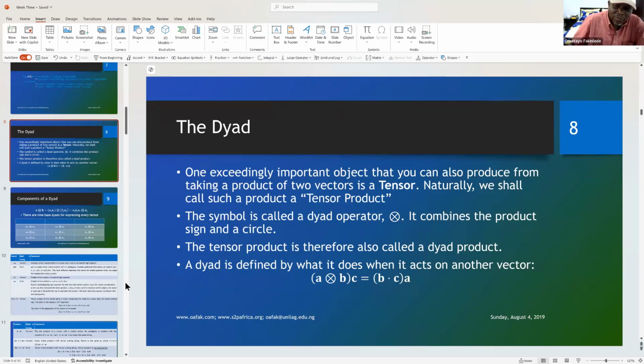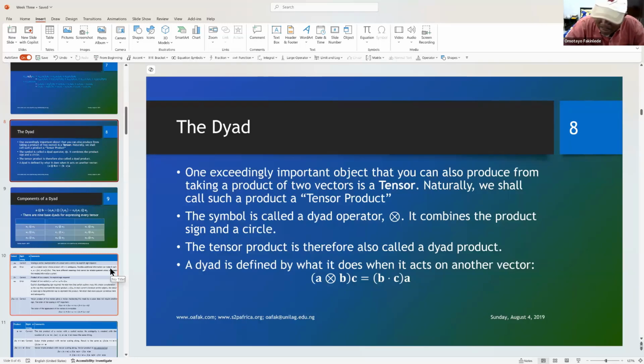And what is a dyad? There is only one thing that defines a dyad: what it does to a vector. Once you know what it does to a vector, anything that does that to a vector is a dyad. If you have a dyad with two parameters, A dyad B operating on C is equal to B dot C, the scalar, in the direction of A, multiplied by A. So it takes both the magnitude and the direction of A along with it in its product. That is what a dyad is.